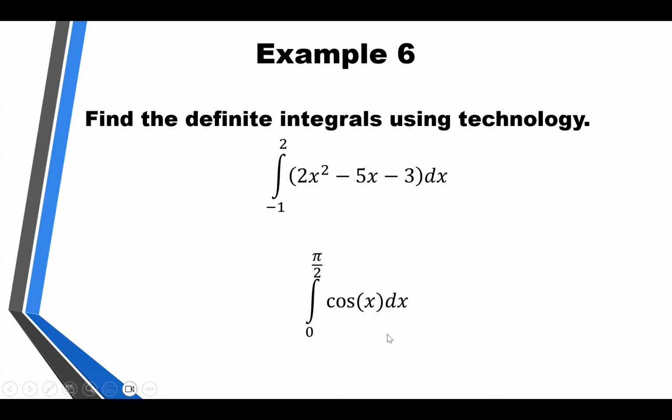When I type that into this one, when I go math 9 on my TI-84, 0 to pi over 2 of cosine of x with respect to x, I ended up with a 1. So again, this first integration using technology, I could just type it in and I get a negative 10.5. This second integration, I just type it in and I get a positive 1. Again, I'll show how to type on a separate video.